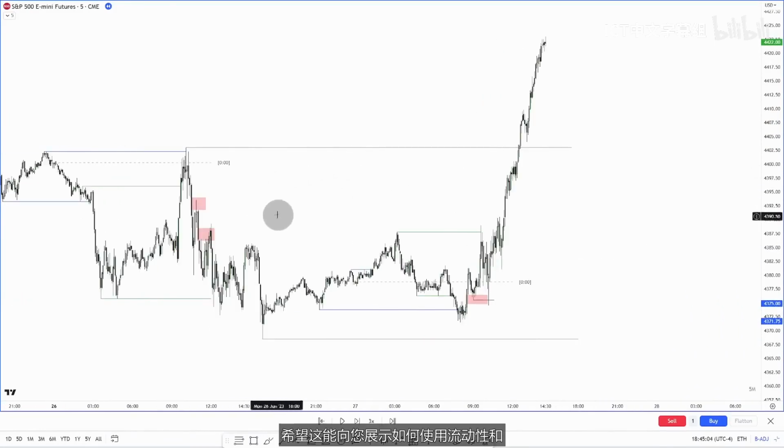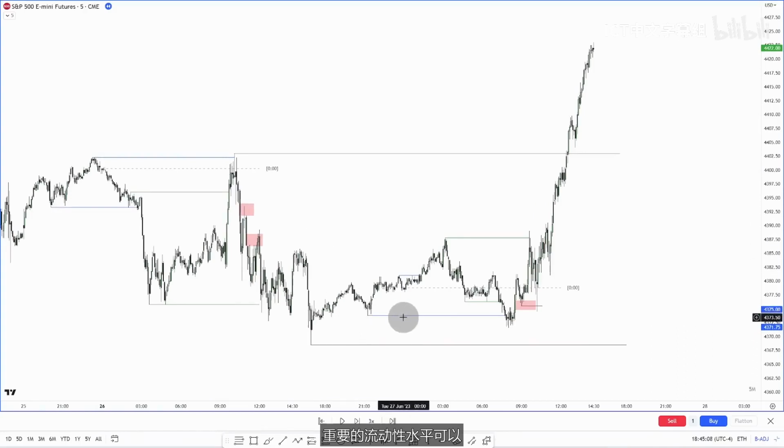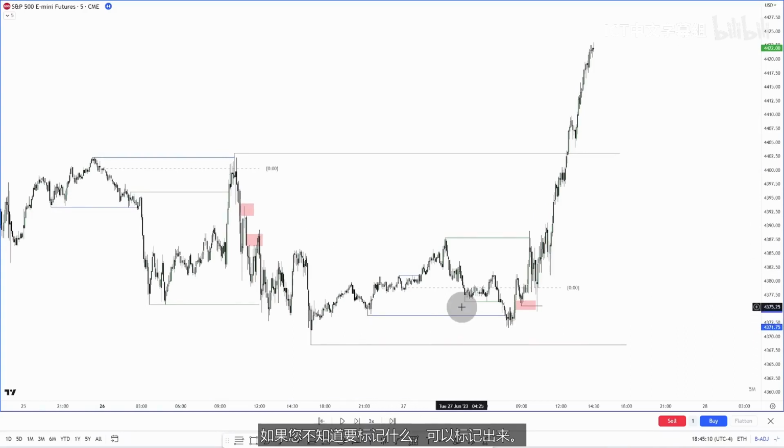Hopefully that shows you how to use liquidity and what important liquidity levels you can mark out if you don't know what to mark out.